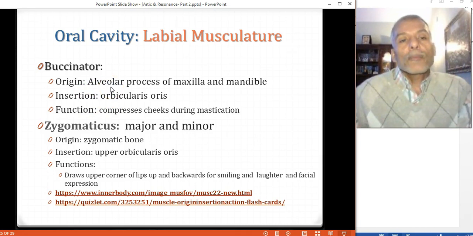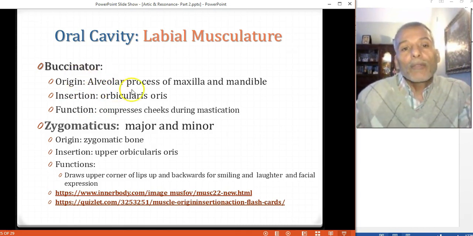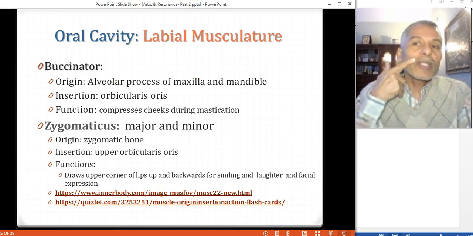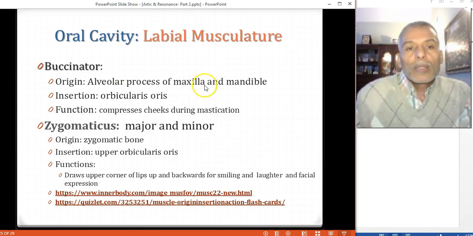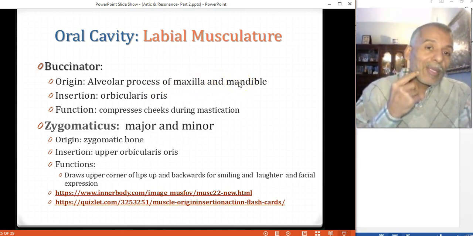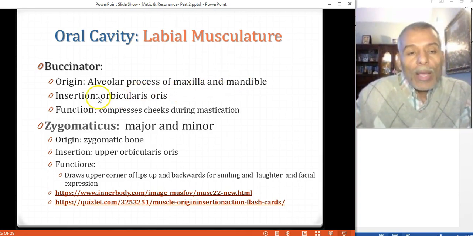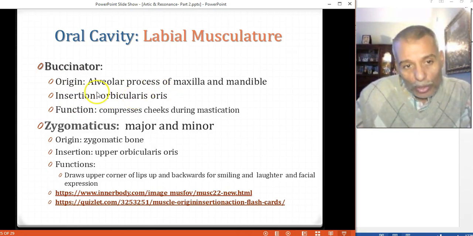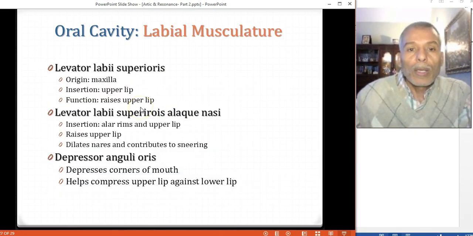So the buccinator originates on the alveolar process of the maxilla, that area where the upper teeth insert. And part of it originates on the mandible here. And the buccinator inserts onto the orbicularis, the muscle that makes the lip.